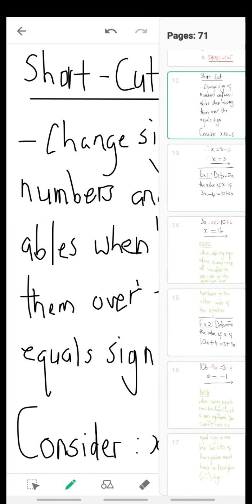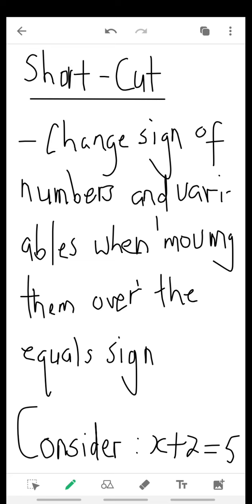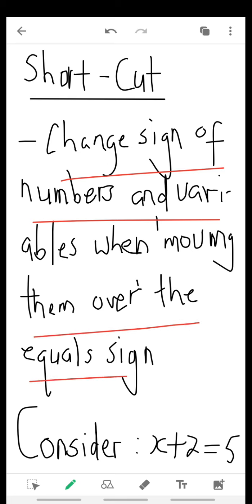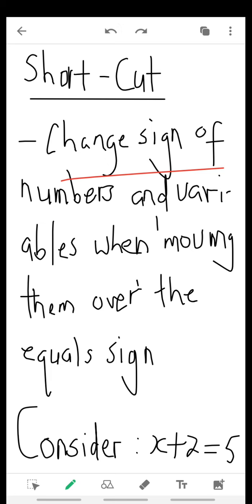My shortcut would be: you change the sign of the number and variable when moving them over the equal sign. What are we saying? Immediately you transpose a positive number to the other side, it will become the same number but negative. Or if you transpose a negative number from one side to the other side, it will become the same number but positive. Okay, let's check.